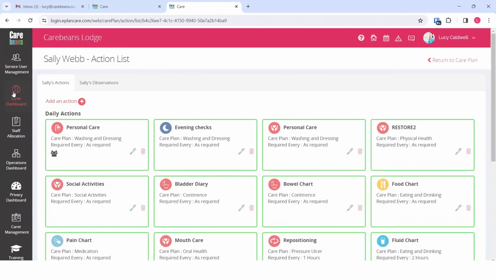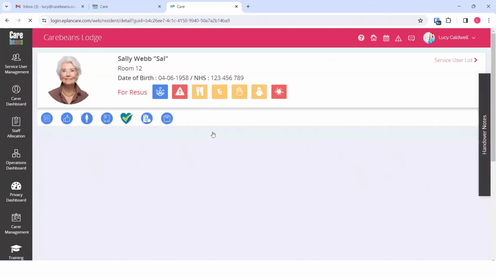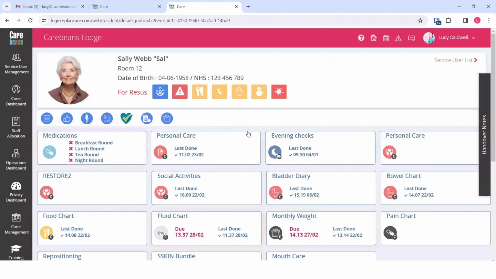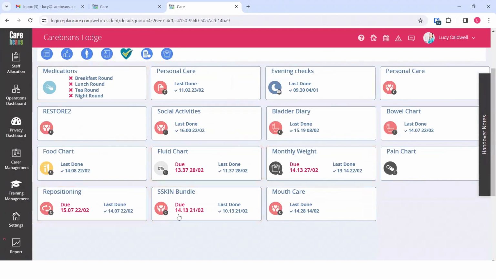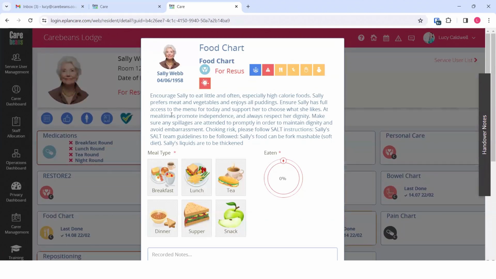So let's have a look at what that looks like for the carer or the nurse filling that in. I'll go onto the carer dashboard. You can access this via the app as well. For example, if we go into the food chart, here we go. I've put lots of instructions here. She's at choking risk. Please follow the SALT instructions. This is what she needs: fork mashable diet, thickened liquids. So everyone knows what sort of support she requires.